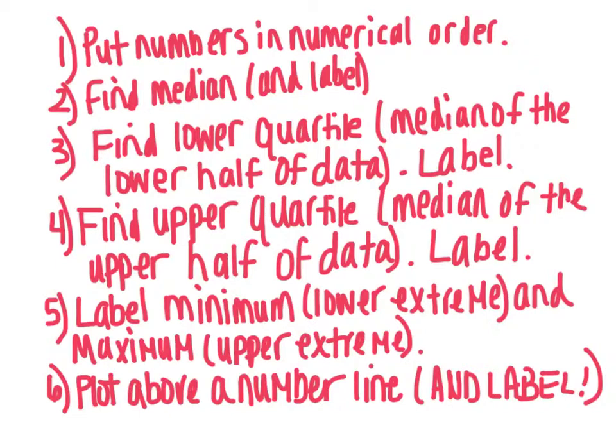Then you're going to find the lower quartile, which is just the median of that lower half of the data. Label that as Q1. Then find the upper quartile, which is the median of the upper half of your data, and label that as Q3. And then you're going to label the minimum or the lower extreme and the maximum or the upper extreme. And then you have all your pieces. You just need to plot them above the number line and, you guessed it, label each of the numbers. So let's look at a few examples.